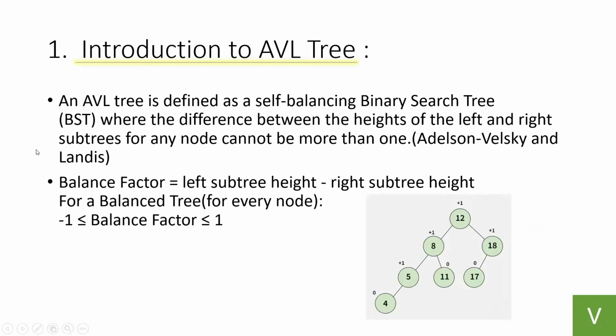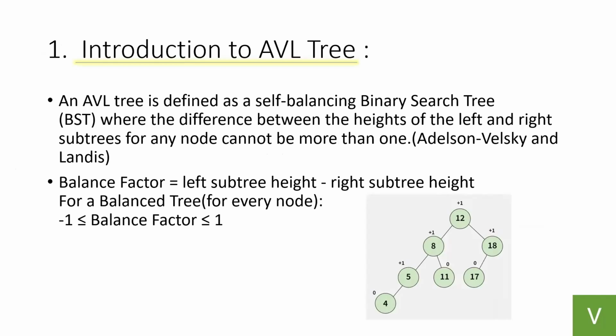An AVL tree is defined as a self-balancing binary search tree where the difference between heights of the left and right subtree for any node cannot be more than 1. So in the term AVL tree, AVL stands for Adelson-Velsky and Landis. These two are the inventors of the AVL tree data structure in the year 1962.